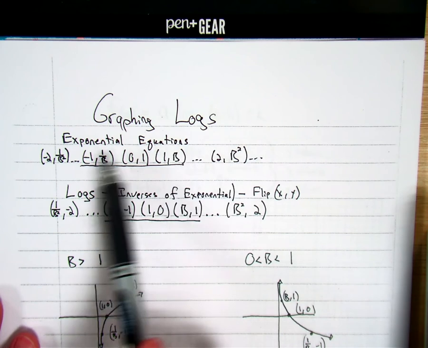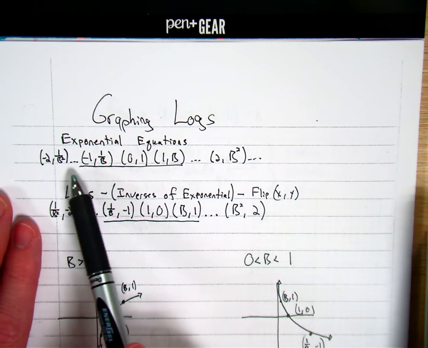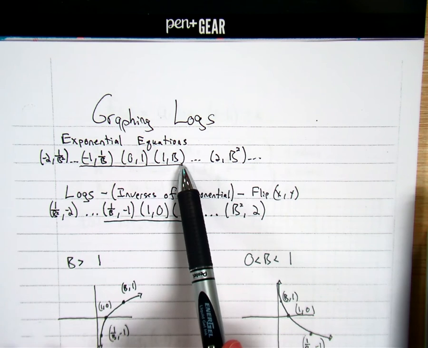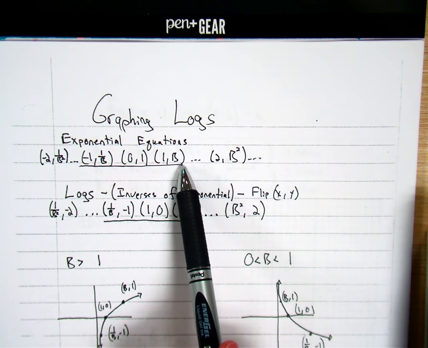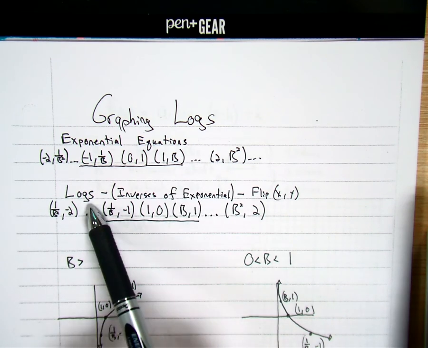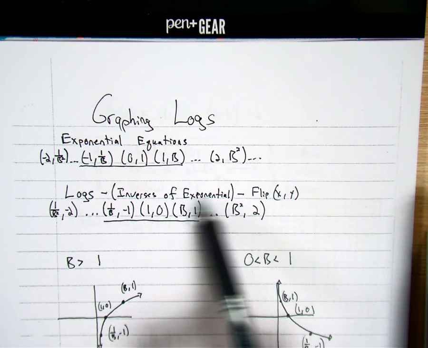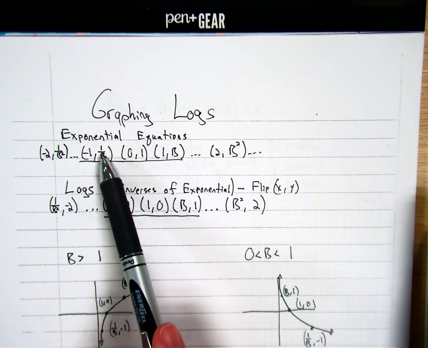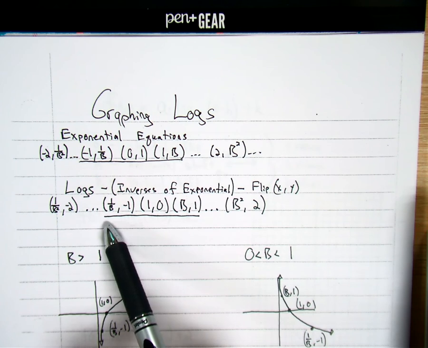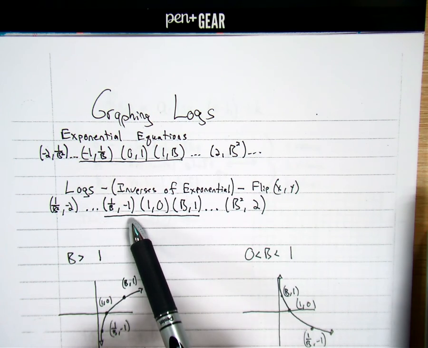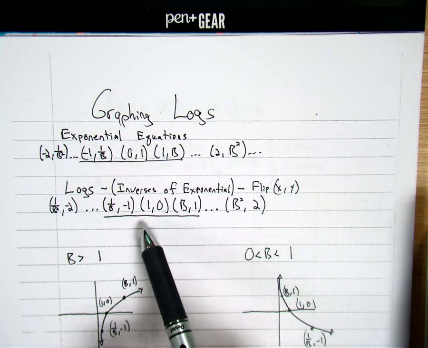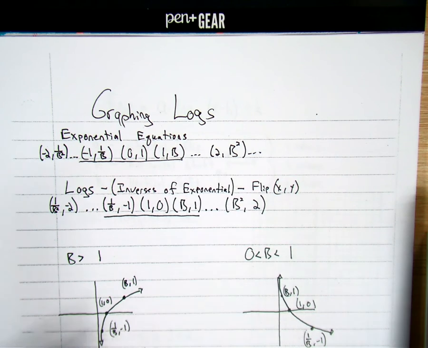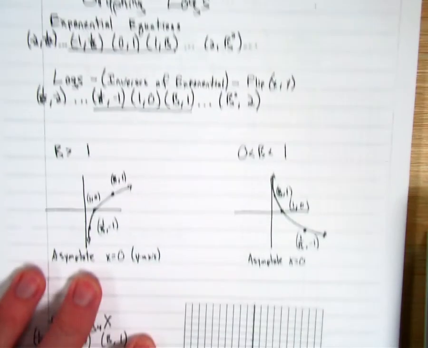Remember our exponential pattern was, okay, our main 3 in the middle here, negative 1, 1 over b, 0, 1, 1 comma b. And we know from our study of inverses in logs, or inverses of exponentials, we just flip the x and the y's. So instead of negative 1 comma 1 over b, we're going to have 1 over b comma negative 1. 0 comma 1 is now 1 comma 0. 1 comma b is b comma 1.